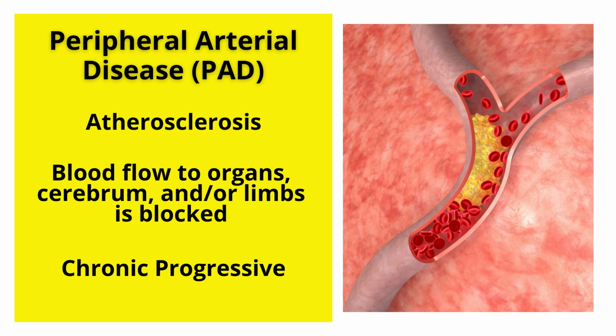Looking at the basis of peripheral arterial disease, we're looking at atherosclerosis. Blood flow is disrupted to either the brain, the organs, or limbs. PAD is chronic, it's progressive, and it's a significant indicator for cardiovascular disease.